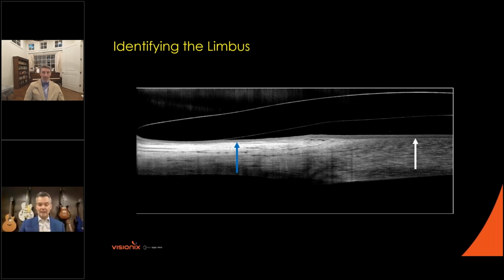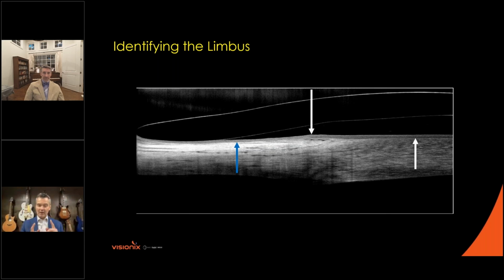Now, when I kind of introduce 2 regions, you can see very easily the white arrow is pointing to corneal epithelium, and the blue arrow is pointing to conjunctival epithelium. And you can see, when you compare those 2, they look very, very different. But at some point in between those 2, you're going to get the transition from cornea to sclera with overlying conjunctiva. So the question becomes, where does that happen?